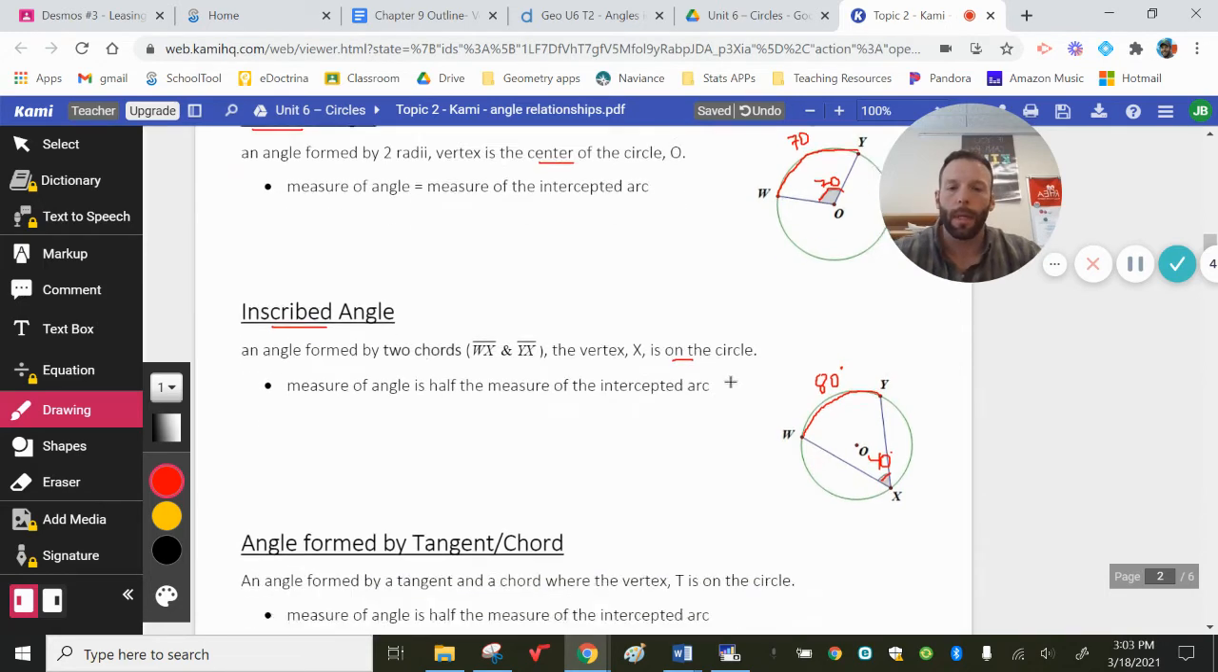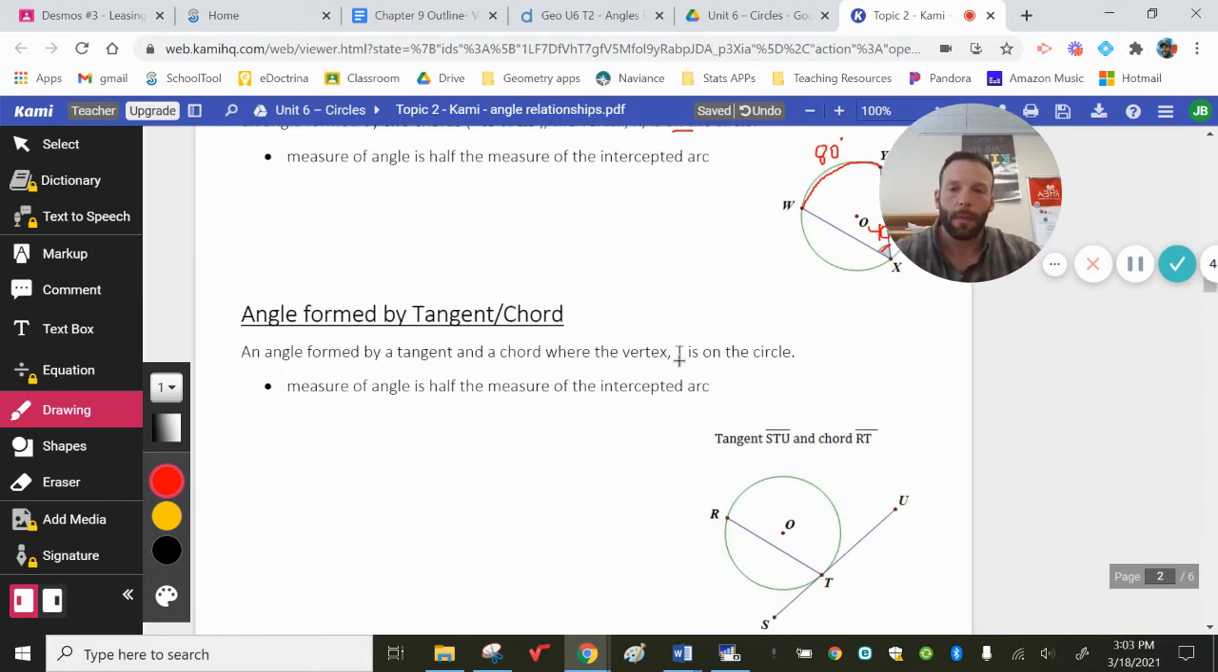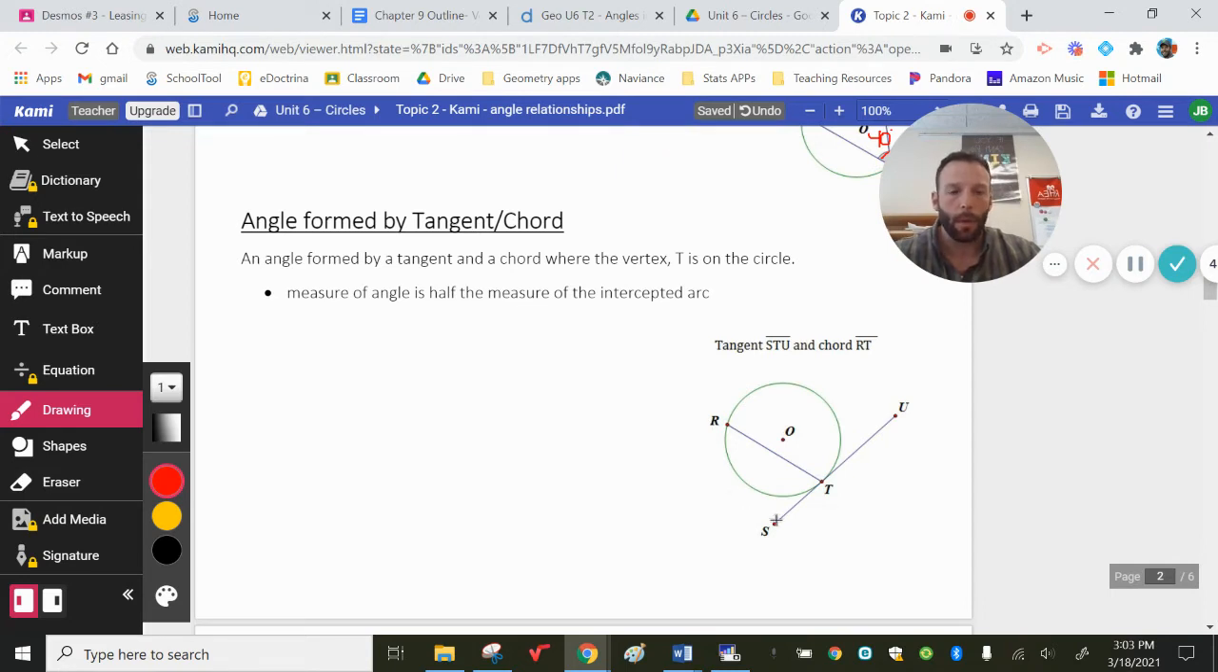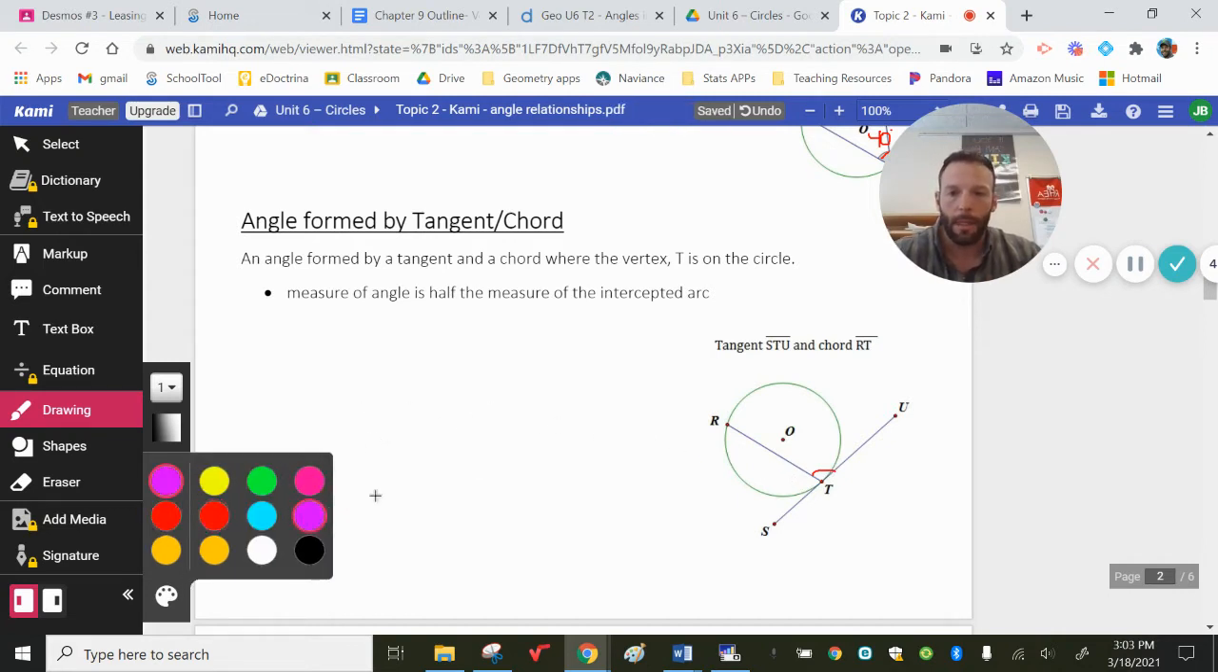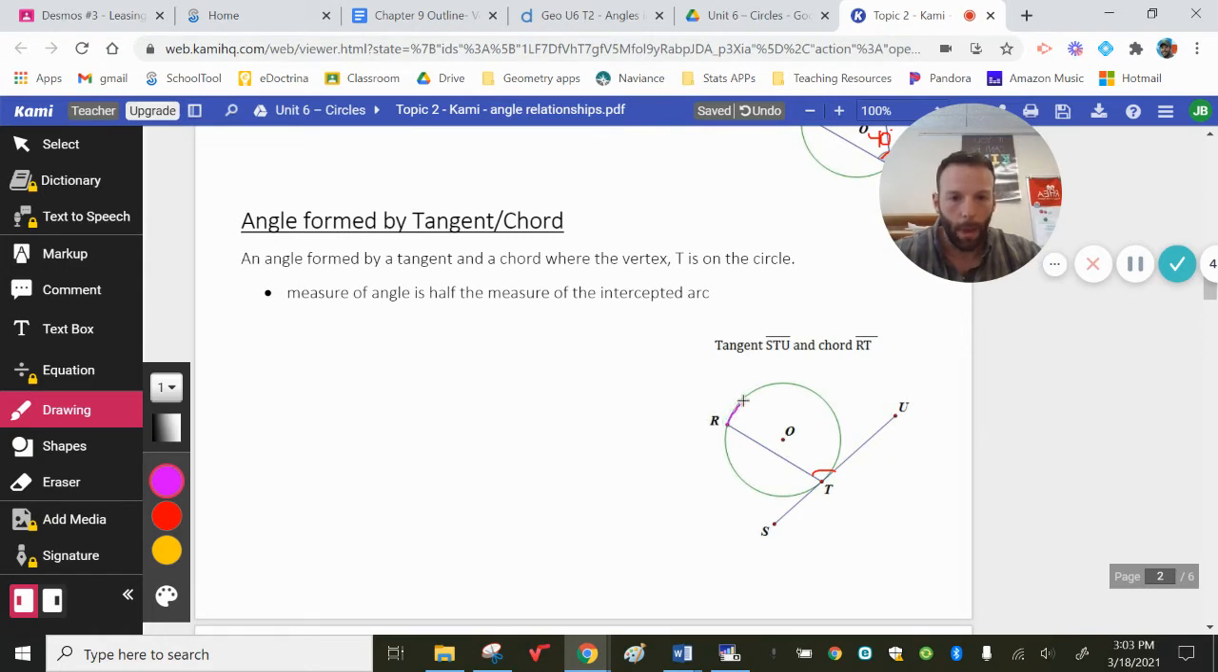And then the last one is similar to the inscribed angle. It's when you have an angle formed by a tangent and a chord. See in this picture, you have a tangent segment STU, tangent at the point T, and then you have the chord RT. So this point T is the vertex of the angle. If I was going to measure angle RTU, sometimes we have a hard time seeing that this angle is intercepting the arc that goes around the circle from point R to point T. So if I was going to measure this arc, let's say this arc was maybe 200 degrees.